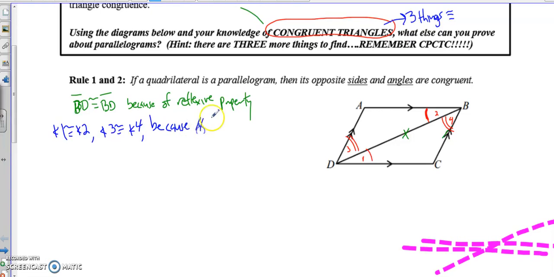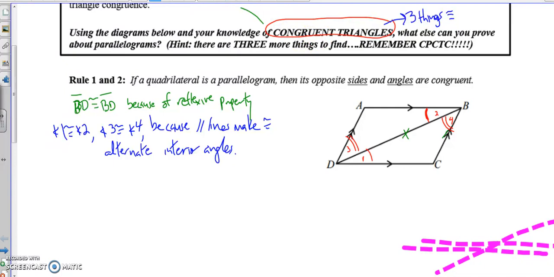because parallel lines make congruent alternate interior angles. So Ms. Bird, feel free to pause if anybody has questions. If you guys want to talk about this a little bit more in depth, you can do that.